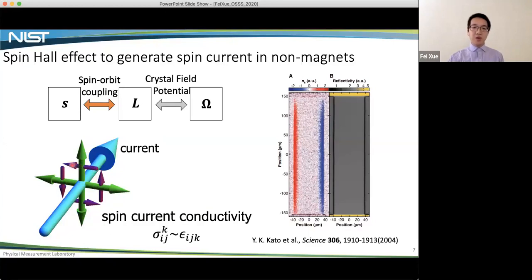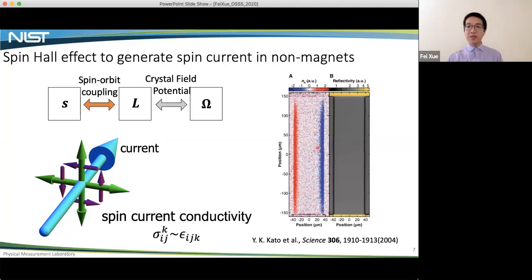And the spin polarization or spin direction is perpendicular to both the spin current flow direction and the electrical charge current flow direction. So this is an anti-symmetric tensor form of this spin current conductivity. And this spin Hall effect has been experimentally verified more than 15 years ago in this paper.